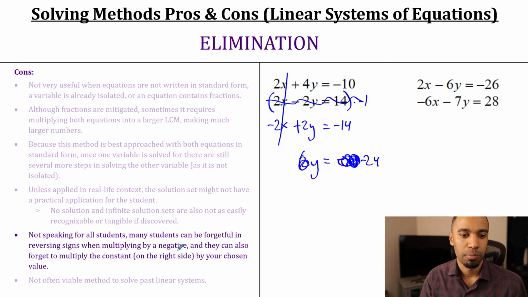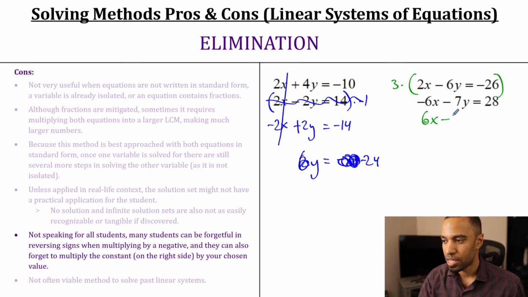What's the other one? Forgetting to multiply the right side by your chosen value. So let's say on this one I wanted to eliminate x over here. I'd probably multiply the top equation by 3. So, okay, times 3. So that's 6x minus 18y. And I don't know what it is, but maybe because this number gets too big and you're looking at the equals, this happens all the time. Equals negative 26. I didn't multiply it by 3. Uh-oh. And that's a big problem.